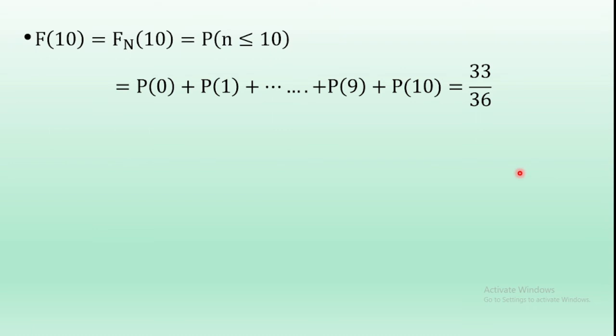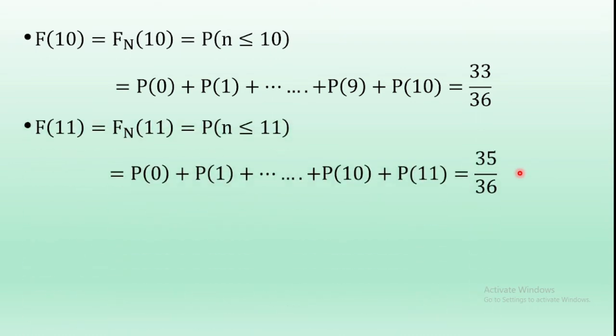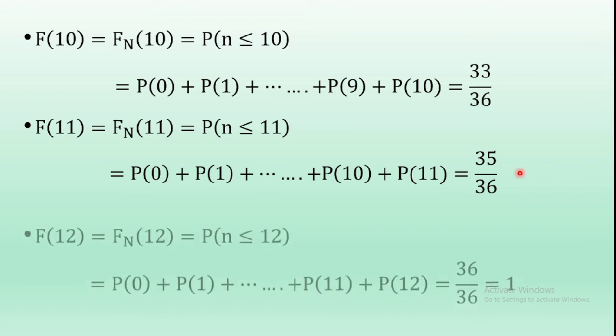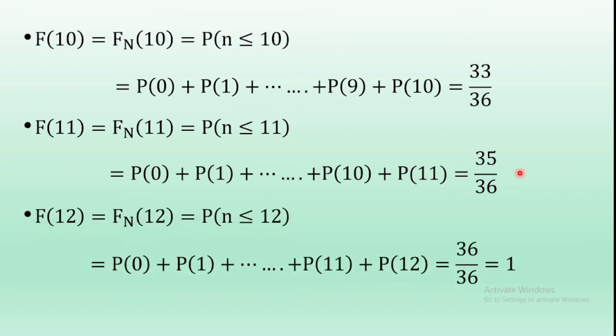F of 10 value is 33 by 36, f of 11 value is 35 by 36, f of 12 value is 36 by 36. So these are the corresponding cumulative distribution function values for n is equal to 0 to 12.